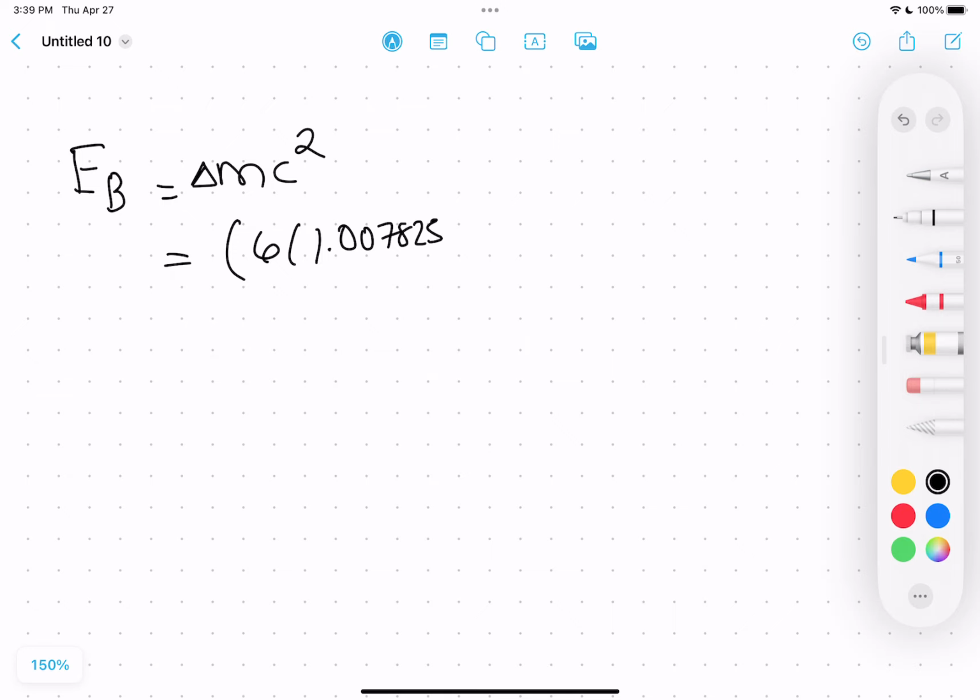So if we have a carbon 14 isotope, carbon 14 has 6 protons. How many neutrons would it have if we're dealing with an atomic mass number of 14? 8, right? You just subtract the number of protons from the atomic mass number, and that gives you the number of neutrons.